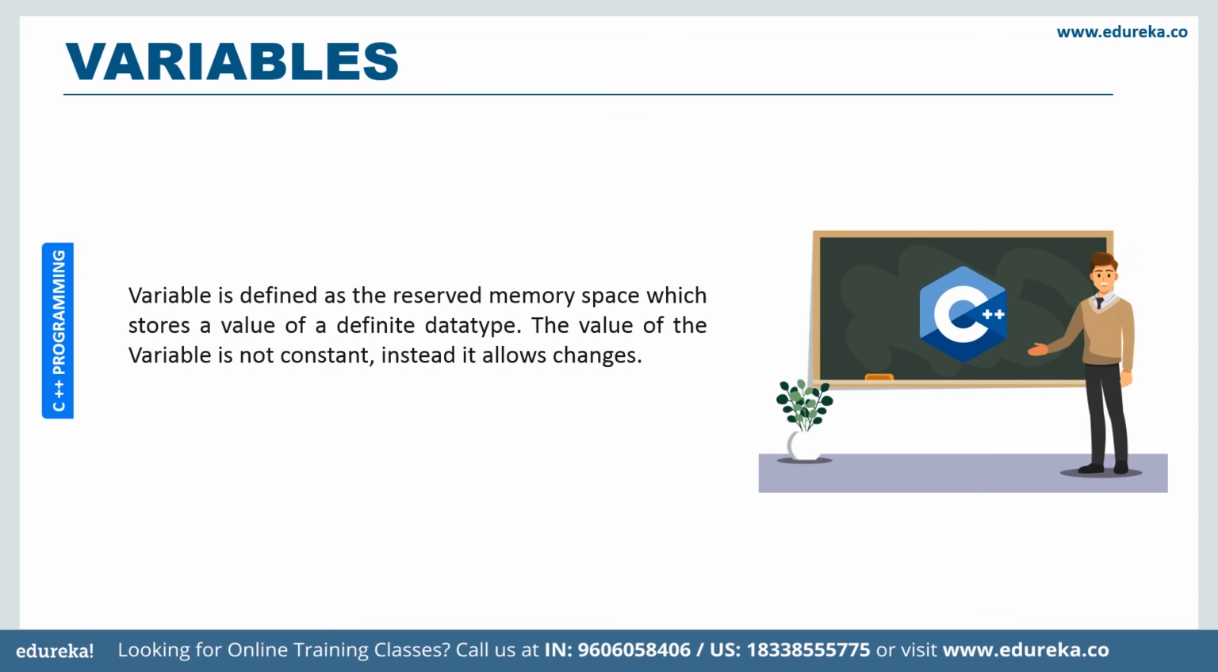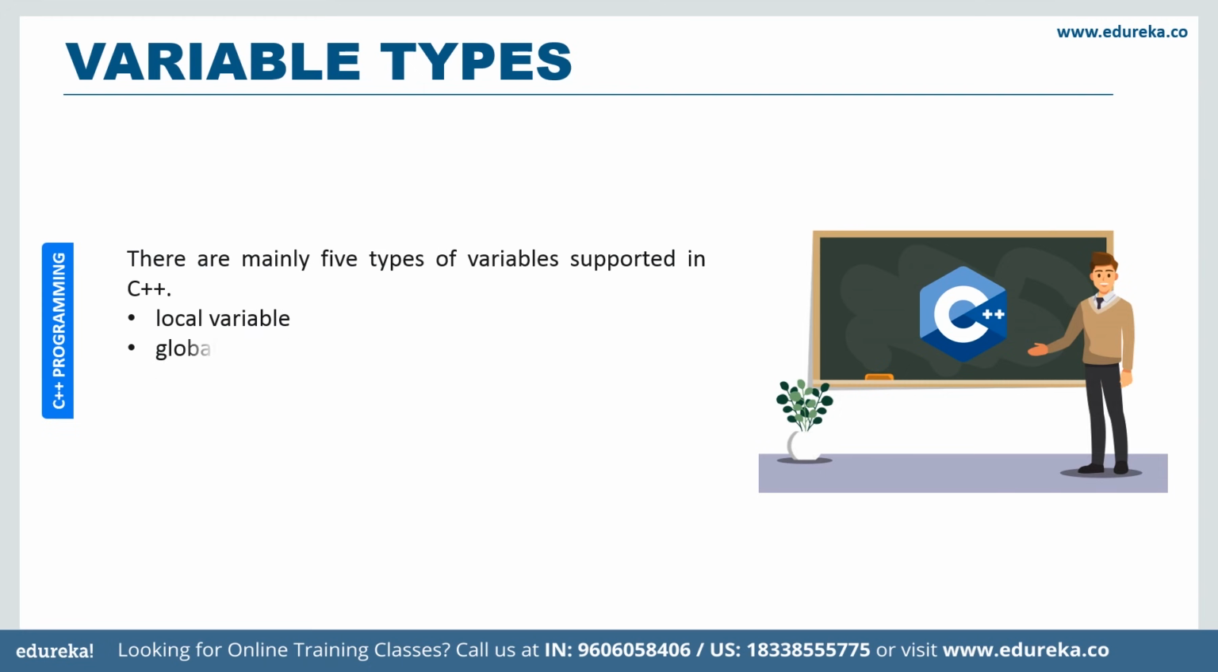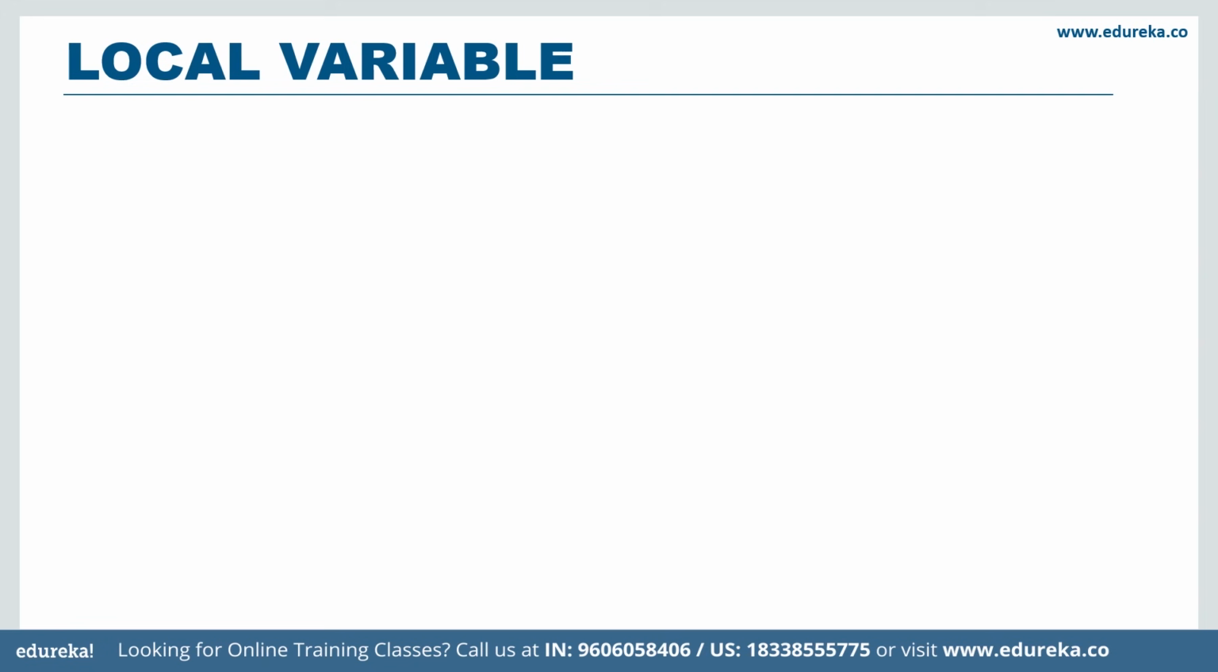A variable is defined as the reserved memory space which stores the value of a definite data type. The value of a variable is not constant. Instead, it allows changes. So in C++, we have different types of variables which are as follows: local variable, global variable, static variable, automatic variable, and external variable. So firstly, let's understand local variable.